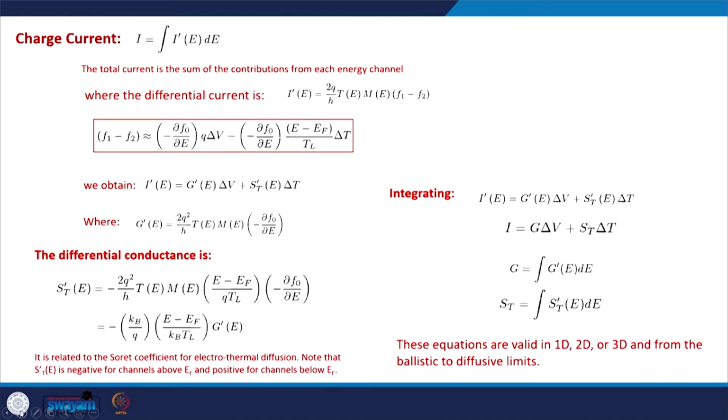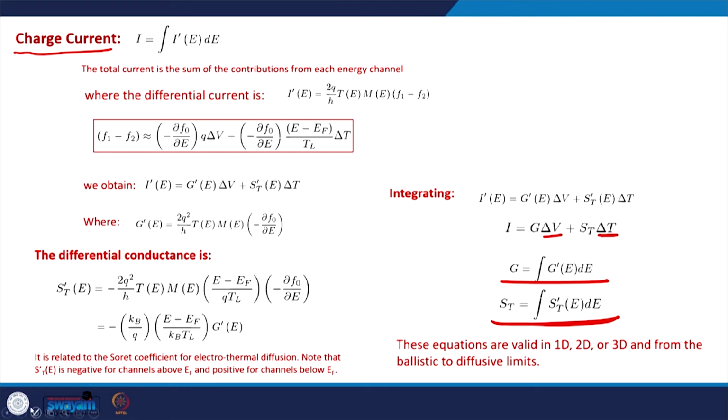So this is, I would say, the most general form of the charge current through any conductor, and this has contribution both from delta V and delta T. So we need to consider both electrical conductance as well as electrothermal diffusion, electrothermal conductance. Okay, so this is how things get modified when we consider the thermoelectric effects as well in our system.